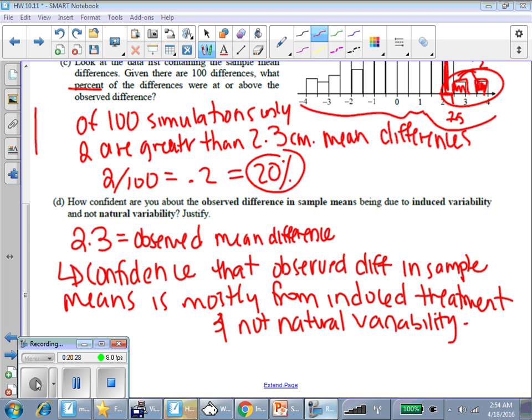If it had been mostly due to natural variability, then we would have expected to see many more of the simulations to produce differences in sample means that are at or above 2.3. So if we saw like a lot of data at or above 2.3 over here, if we saw like a lot of the data from the simulations over there, that would have told us that it actually would have been more due to natural variability rather than the observed mean difference, rather than the induced variability.